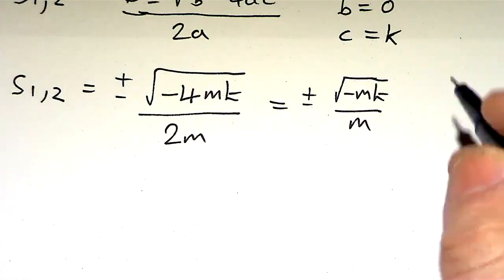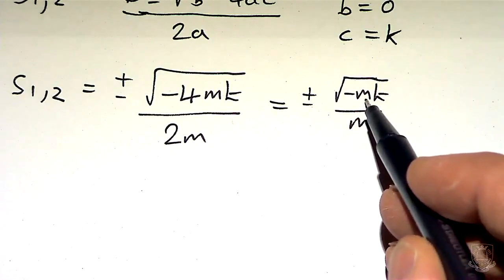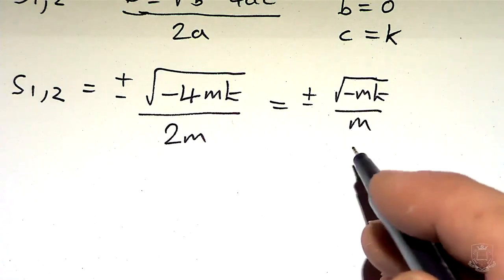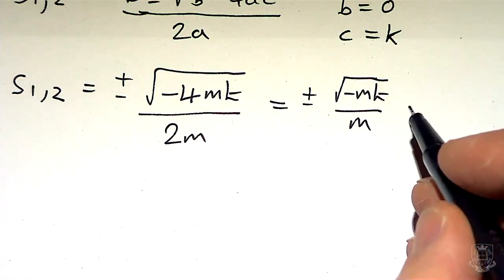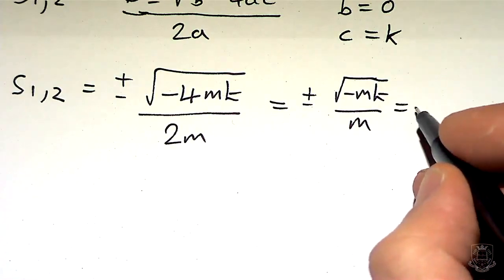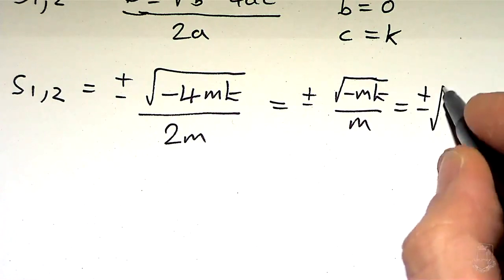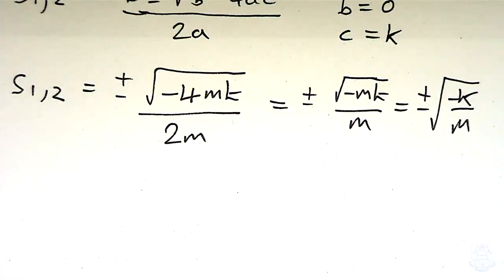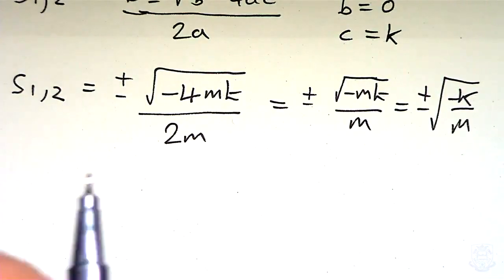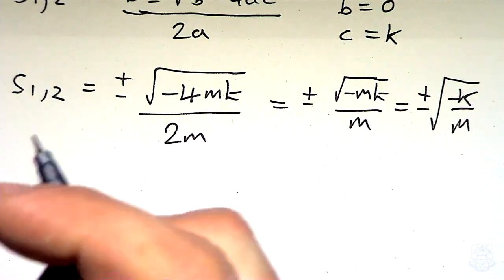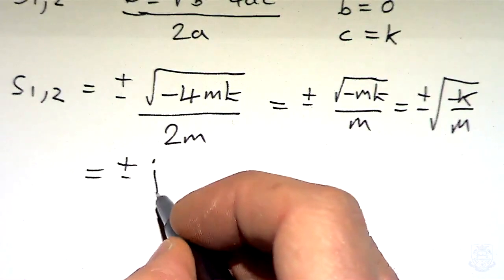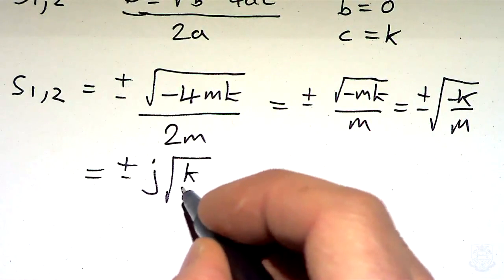Okay? And now if I take a square root of m outside and I divide this m into the square root, I can cancel the square root of m on the top and the bottom. Okay, so I can write this is equal to plus or minus square root of minus k over m. And then finally, square root of minus 1 is j, of course. So this finally just equals plus or minus j times the square root of k over m.